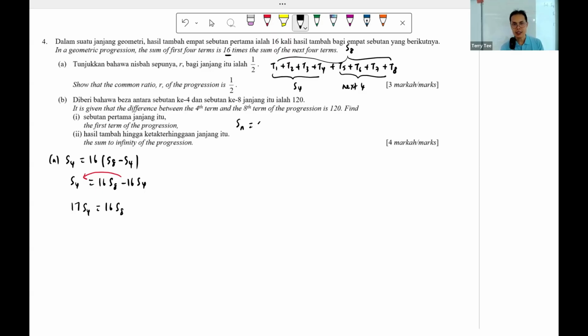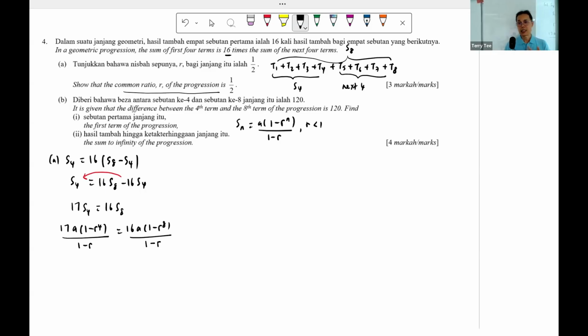Okay, remember for geometric progression, what is Sn? Sn is a. There are two versions. You can use 1 minus r to the power n, or r to the power n minus 1. Up to you. But since the question says show that the common ratio is 1/2, I think I use 1 minus r. Yeah, this version. We use this for r less than 1. But actually, if you use the other version, it's still okay. It doesn't make a difference actually. So I'm going to sub in. This one will be a bracket 1 minus r to the power 4 divided by 1 minus r. This is 16 a, 1 minus r to the power 8 divided by 1 minus r.